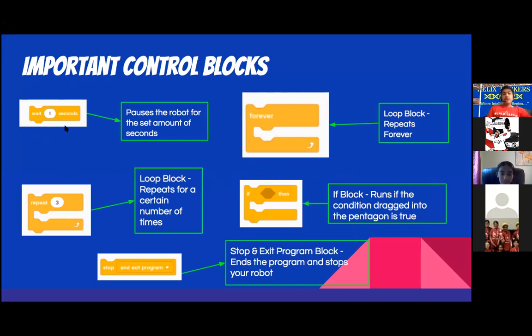We'll start with the wait 1 second. This pauses your robot for a set amount of seconds. This one can change to 2, 3, 4, 5, or 6, or whatever value you want. We recommend you use this at the start of your program to prevent drifts and jerks from happening.